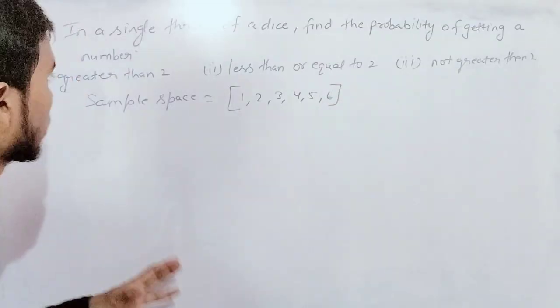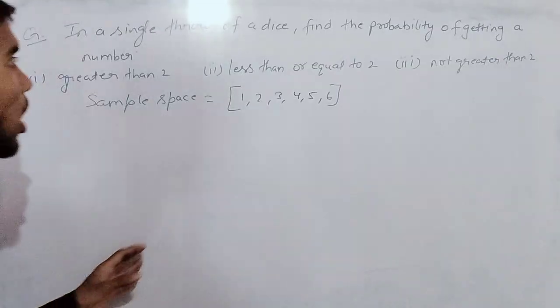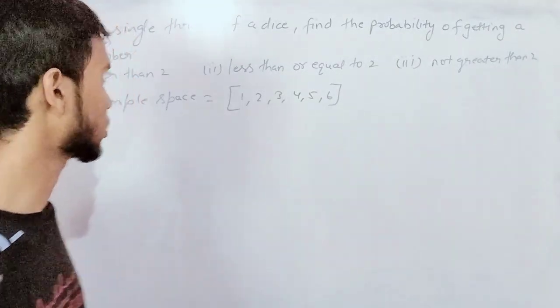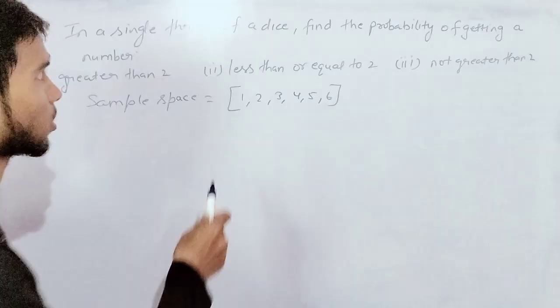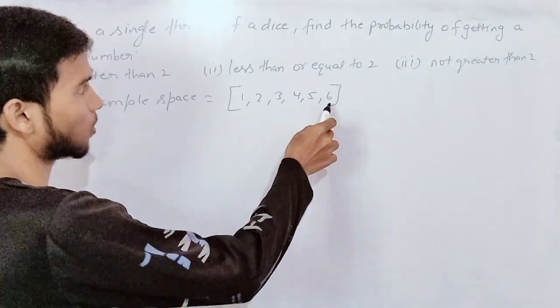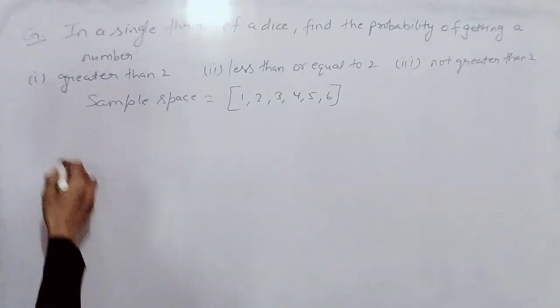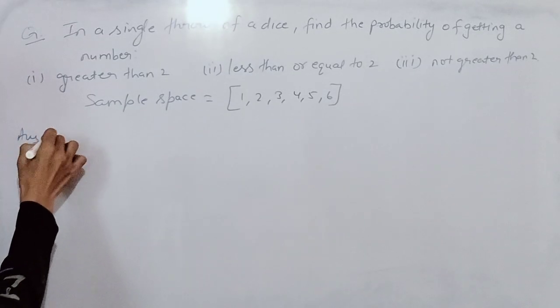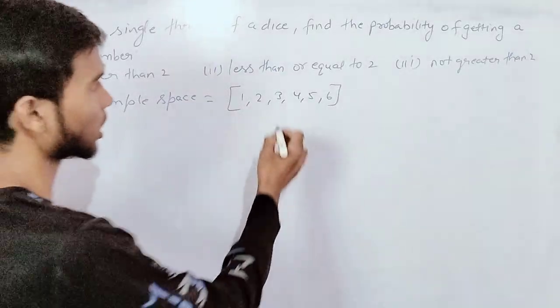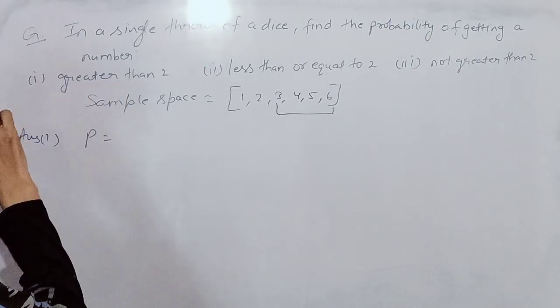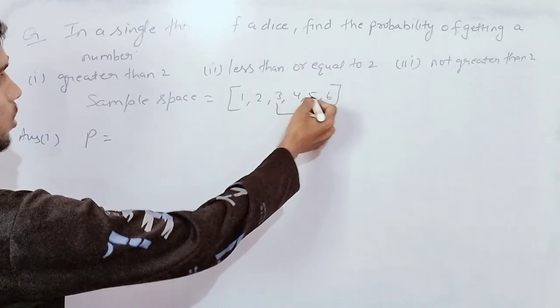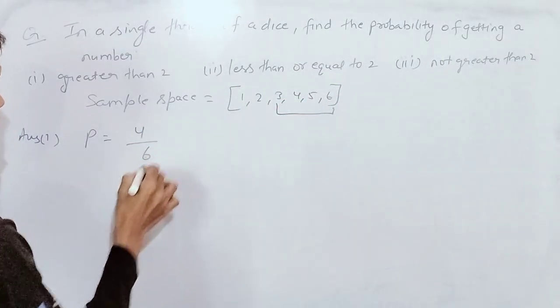How many outcomes would a dice have? 6 total outcomes. So the total sample space of a dice would be 1, 2, 3, 4, 5, 6. Let's start from 1: greater than 2. So greater than 2 is what? From here till here: 3, 4, 5, 6. How much? So the probability of this would be how much? We want 1, 2, 3, 4: 4 upon 6.